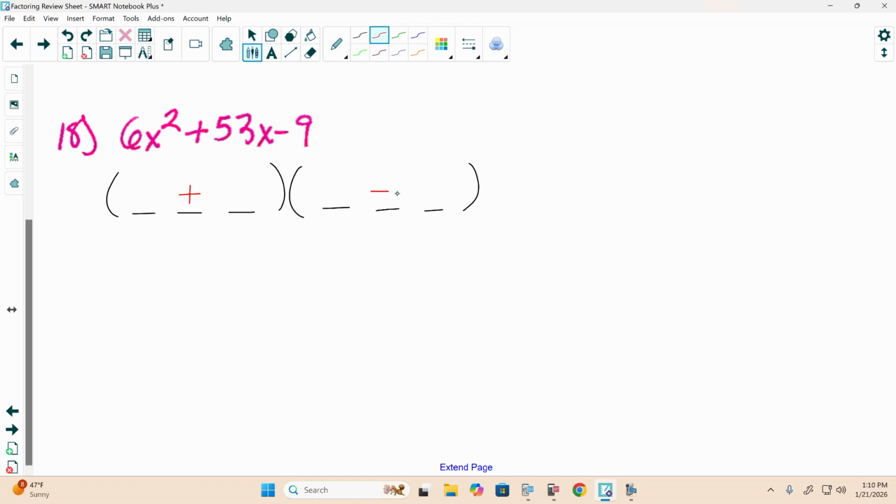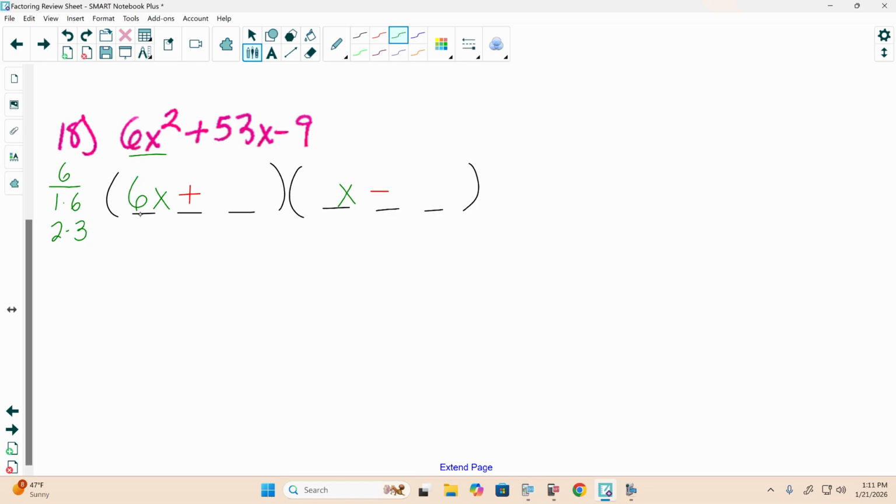Factors of the first and third term. So if I look at 6x squared, we know that x squared has to be x and x. Now 6 is 1 and 6, 2 and 3. The next possible factor would be 3, well, it's 3 and 2. It's already there. Do we want to try 1 and 6 or 2 and 3? I would agree. I'd go 1 and 6.